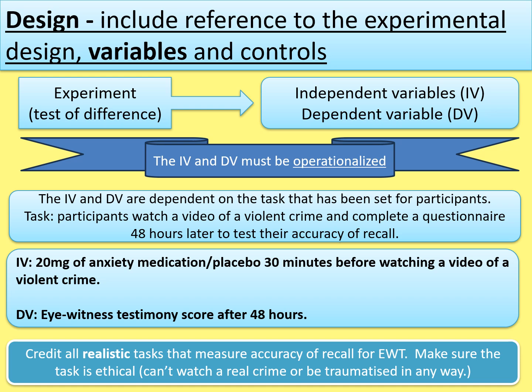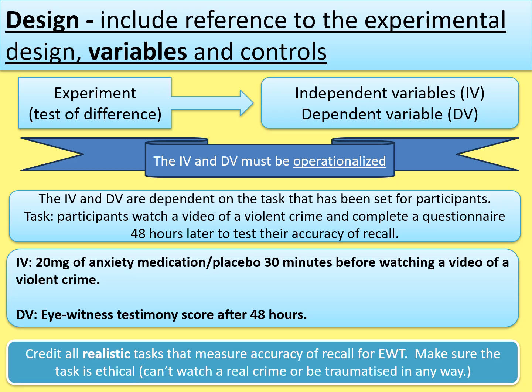Okay, so the first bullet point, number 1, says design, include reference to the experimental design, variables and controls. I would write that, underline it, and although it says experimental design first, I would probably start with the variables. And so the variables for an experiment means that an experiment is a test of difference. So that means that we're going to be looking at the independent variable and the dependent variable, which as long as you've written it once, you can then just refer to as IV and DV.